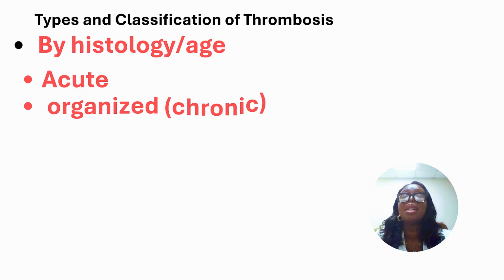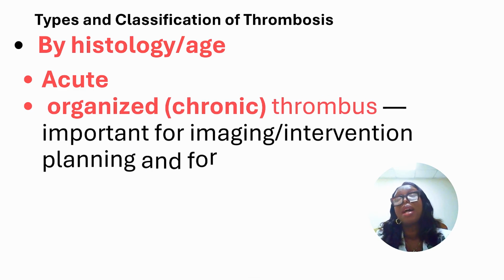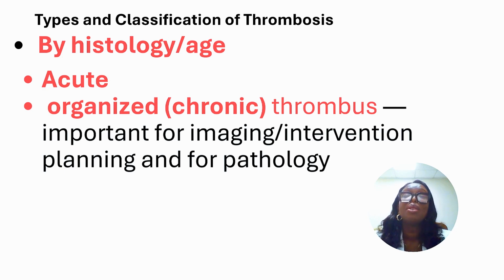Now, we also do classification based on histology or age. And in this case, you just have acute or organized or chronic thrombus. And this type of classification is important for imaging or intervention planning or for pathology.